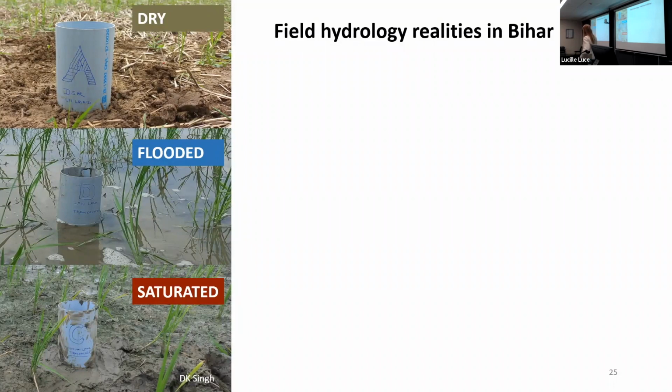Now in Bihar, a field might go through all of these in just a matter of a couple days. These are not irrigated systems, but we have lateral flow, we have precipitation, of course, and these are determined by soil properties, but also the position in the landscape as well.